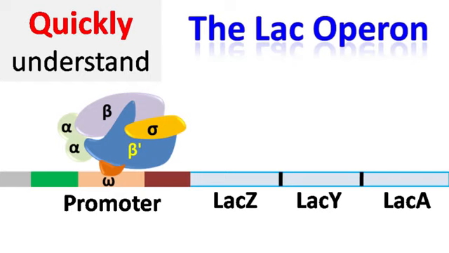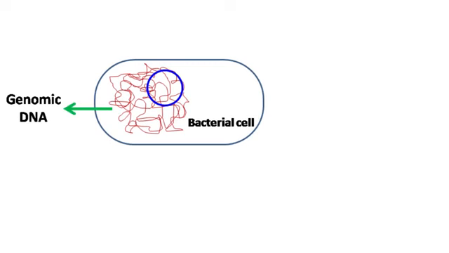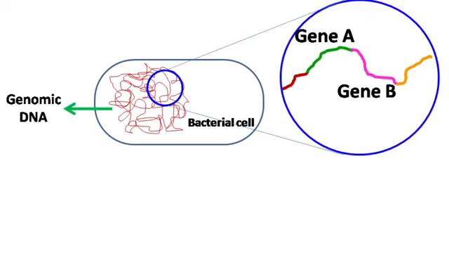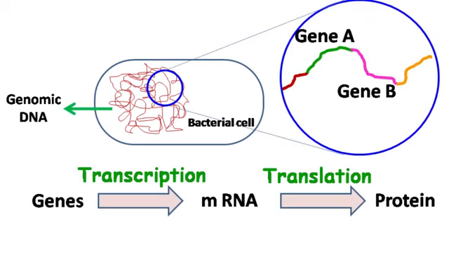So let's talk about the Lac Operon. The Lac Operon is the best studied model for understanding the regulation of gene expression. The genomic DNA of bacteria has many genes. Genes, by the process of transcription and translation, form a protein.